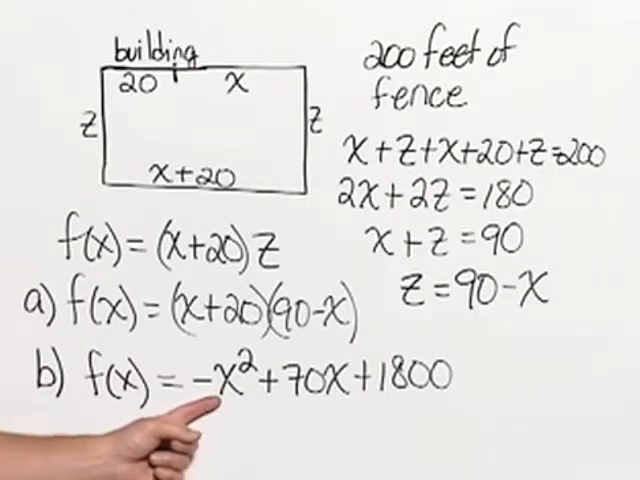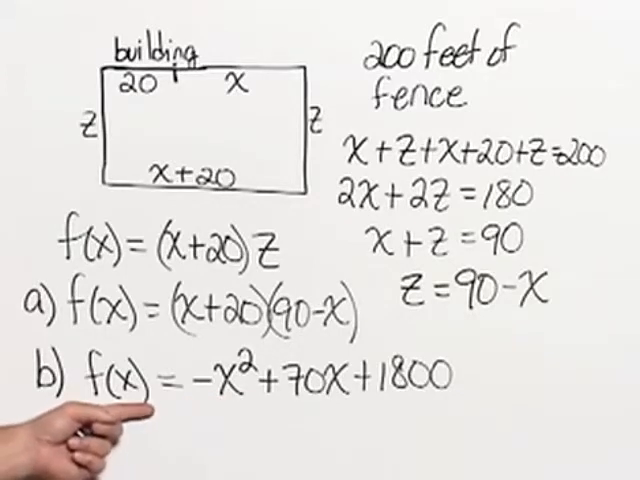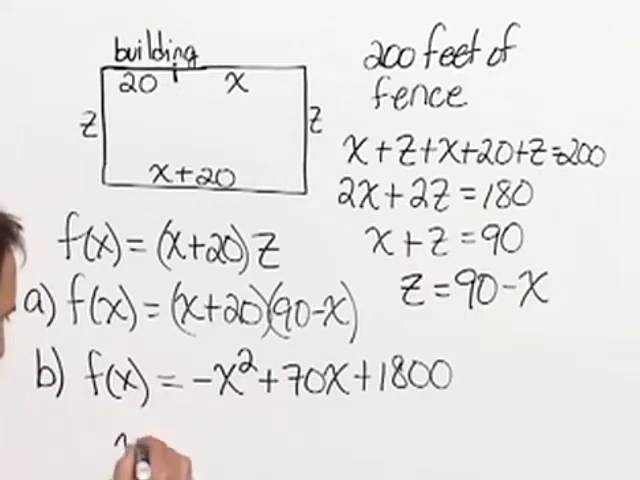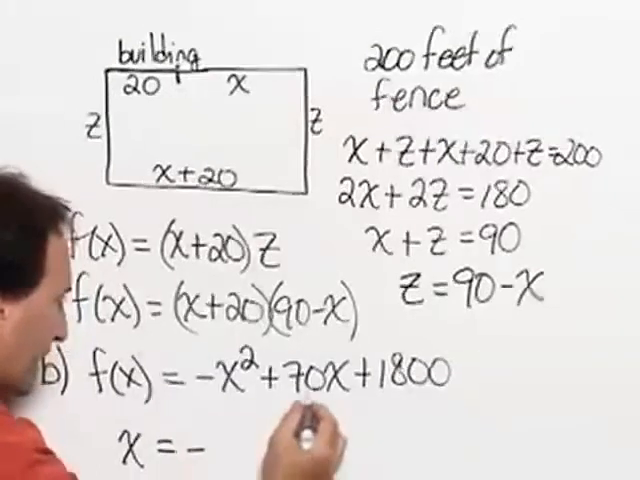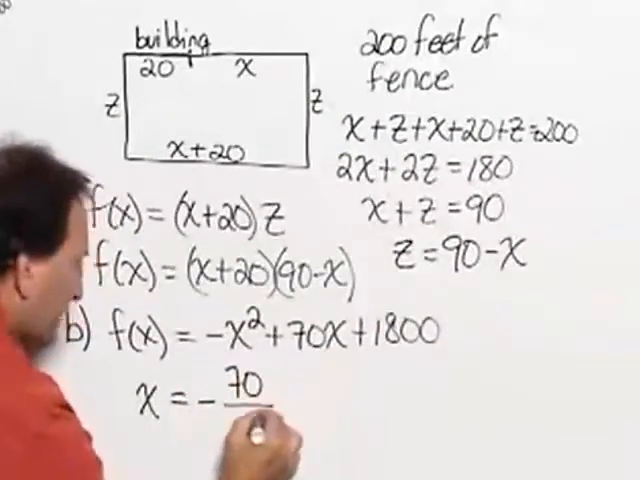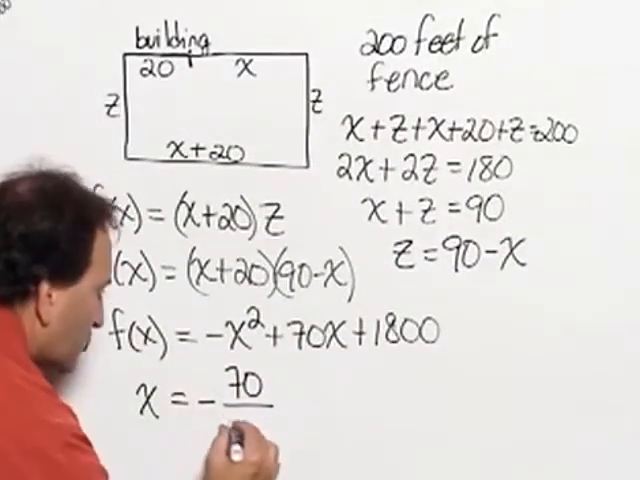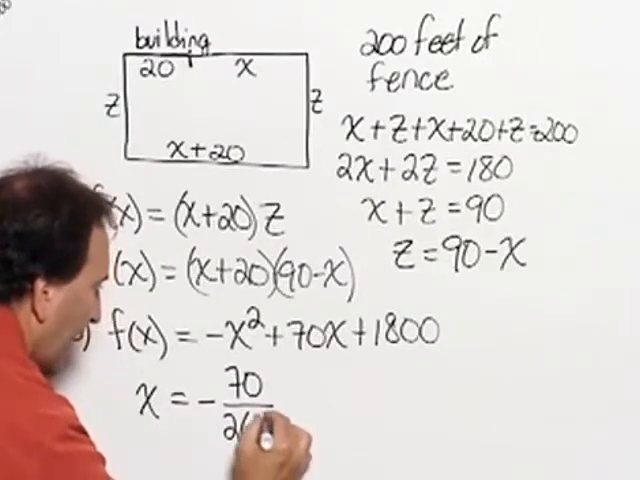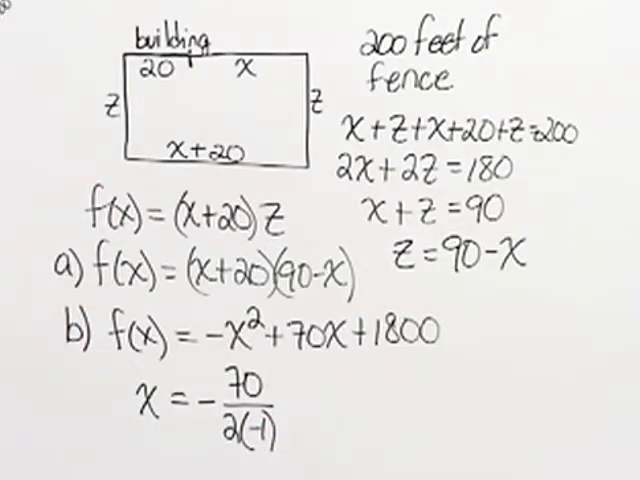This is a parabola. It opens down. Therefore, the maximum value for f of x, which is the area, would occur at its vertex. To find the vertex, we take x. Actually, we don't need the vertex itself. We just need the x value of the vertex. That's equal to negative b, which is 70, divided by 2 times a, which is negative 1.